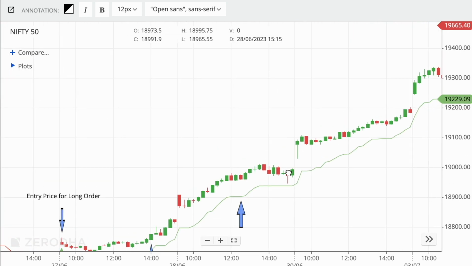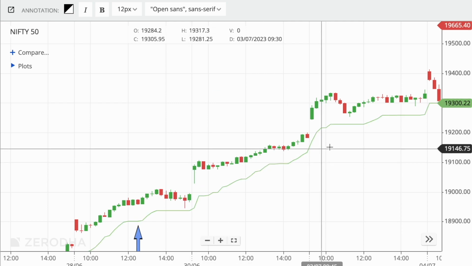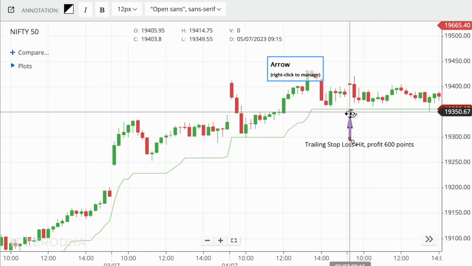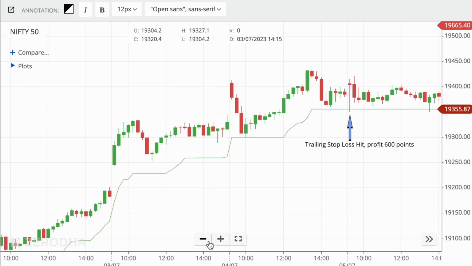And you keep going up, going up, going up, going up. You do not exit, you do not have a target, you just have a stop loss. You let the market go as high as it wants to go, or as low as it wants to go if you are short, and you just keep updating your stop loss. And we'll see that this trailing stop loss is finally triggered at this point, which is somewhere on the first candle of the day for 5th of July.